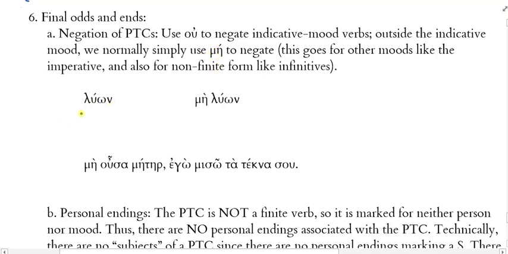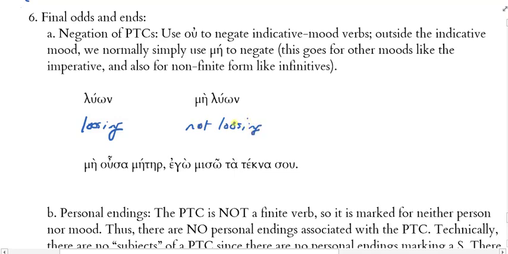So look at luōn over here. This is our first example. How would I translate luōn? It's active, isn't it? So, loosing, good. And mē luōn is not loosing. Exactly. See how easy this is?